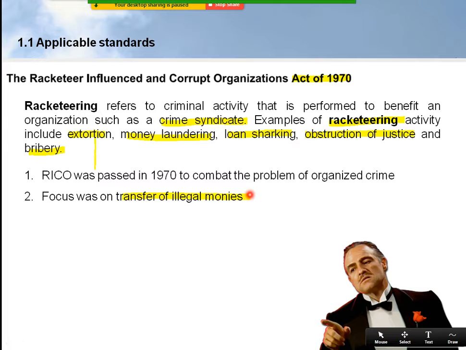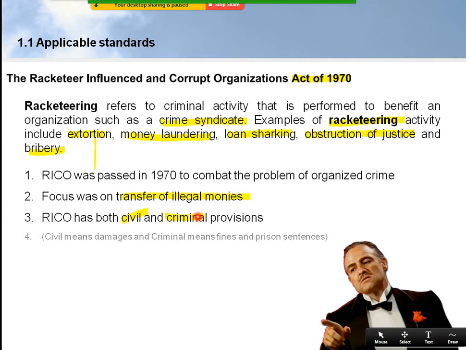corporate world. RICO has both civil and criminal provisions, meaning there are civil implications of the law as well as criminal. Civil means something that results in some damages and financial compensation. Criminal means it could result in prison sentences.